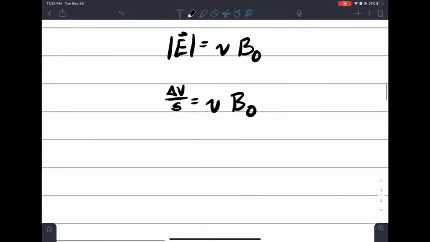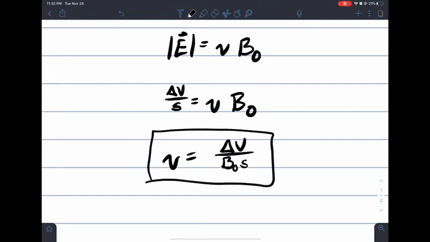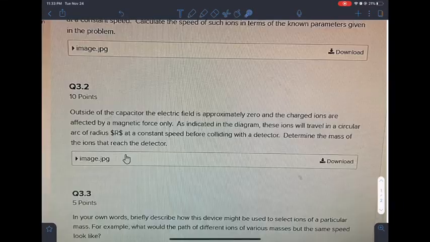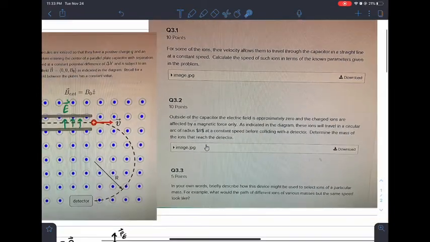So this is easy to arrange and solve for the speed, which gives you that the speed is equal to the voltage over the magnetic field and the separation between the two. The second question then asks to calculate the mass of an ion given that you know the radius that it forms once it exits the capacitor region.